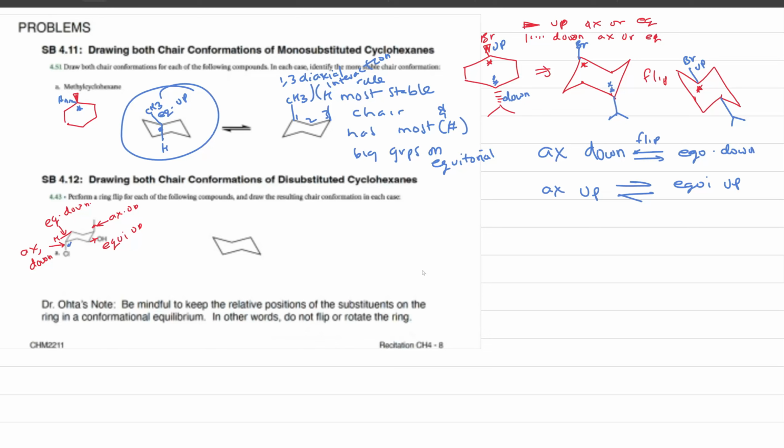So if I flip this, it's the same thing. The Cl will go here. The hydrogen is up, so it's going to go axial up. The methyl group is equatorial up. And this one is going to be the most stable one.